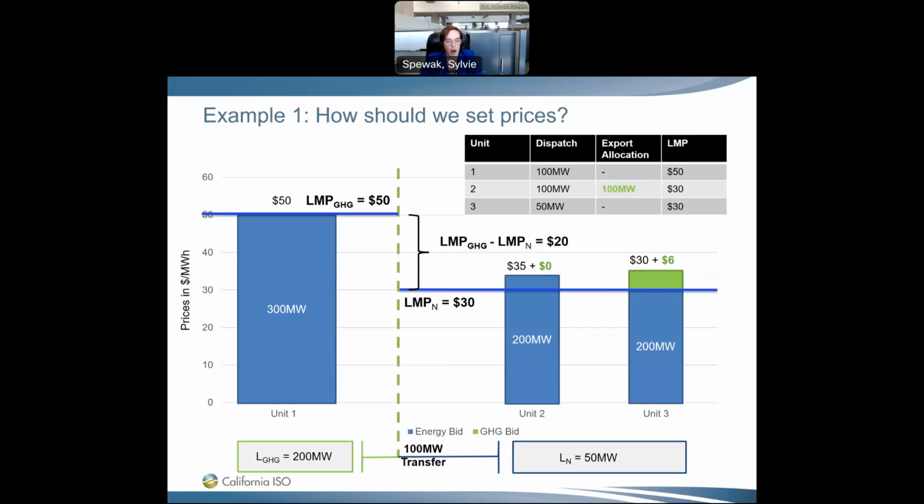Now, Unit 2 also responds to LMPN, but as you can see, LMPN is not a sufficient or complete price signal for Unit 2. And that makes sense because we're dispatching Unit 2 to 100 megawatts, and all 100 megawatts are being included in the export allocation, which I've noted in the gray box at the top. All of the capacity that we are taking from Unit 2 are being attributed to the GHG area. So Unit 2 should be responding to a different price signal than just LMPN alone.